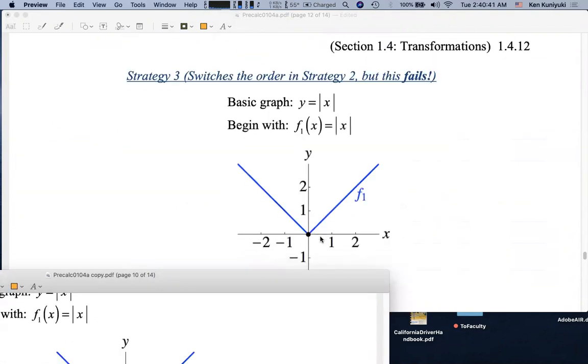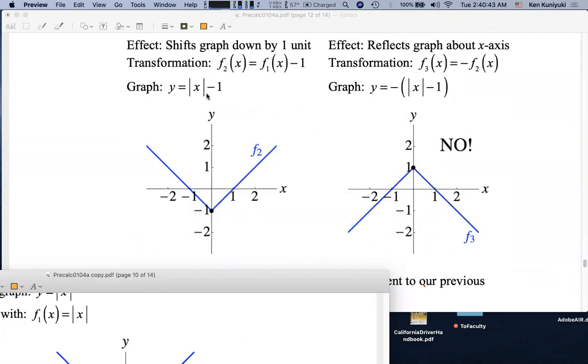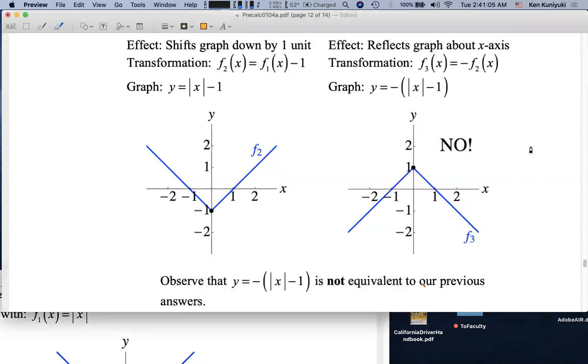Let's try it. If we lower it by 1 unit, we get y equals absolute x minus 1. Corner point at 0, negative 1, which is what we wanted at the end. But wait, if you try to reflect, if you try to multiply that entire right-hand side by a negative 1, uh-oh, this thing's too high. The y-intercept is at 0, 1, not at 0, negative 1. So this is wrong. It's not what we want. So the order can matter. We don't have commutativity here. The order can matter, especially if you're mixing up translations and reflections.